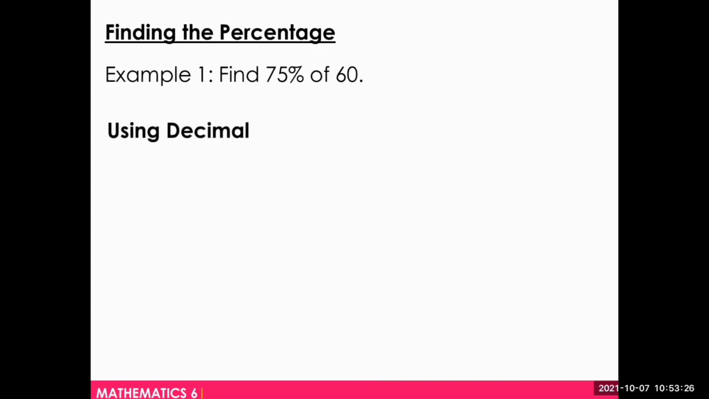Next, finding the percentage. Tingnan nga natin. Example number 1. Find 75% of 60. Sa given natin, gagamitin muna natin ang technique using decimal. Change the rate to decimal. In this given, meron tayong 75%. So ang rate natin ay 75%. I-change natin to decimal. 75% times 60 equals n.